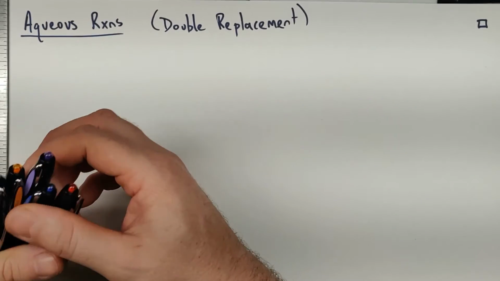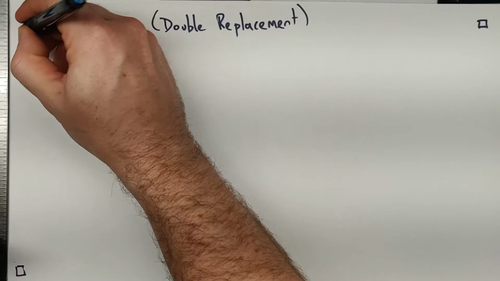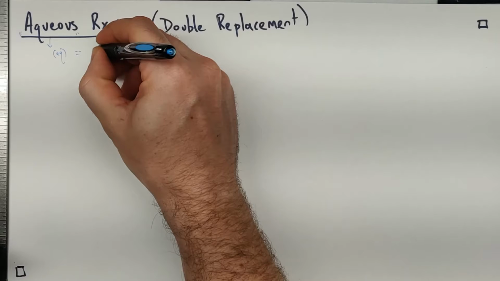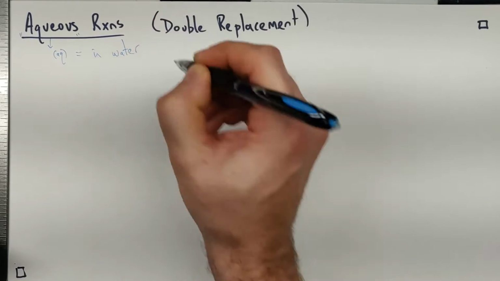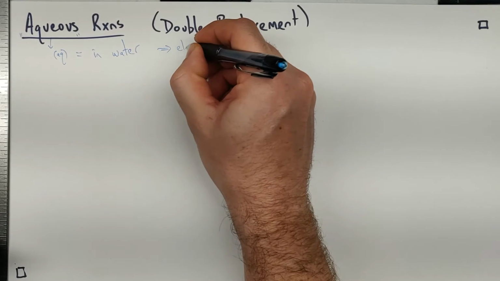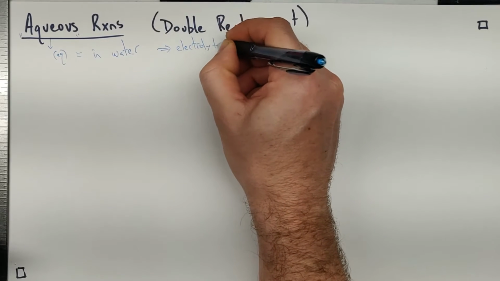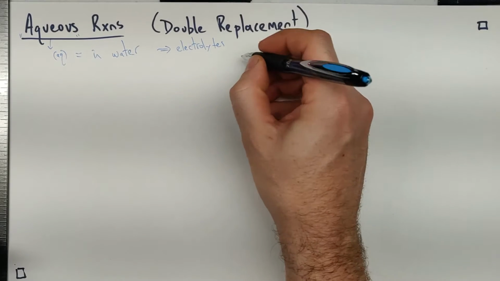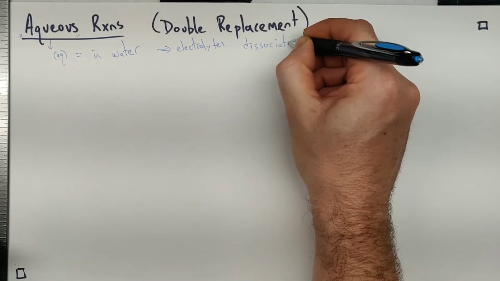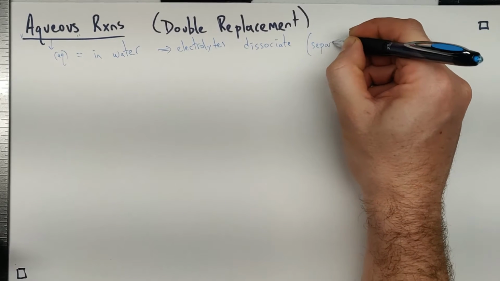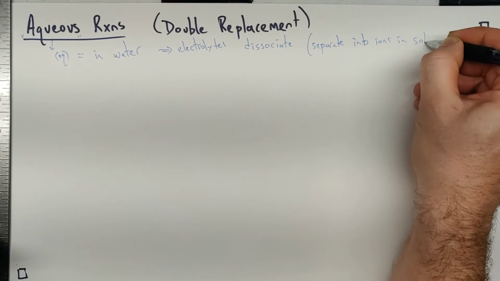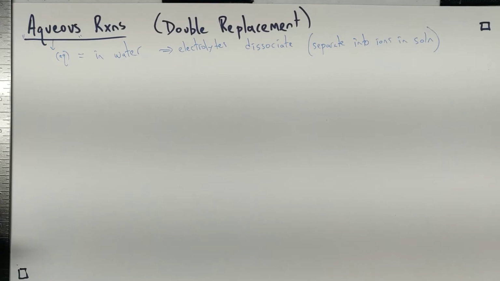When we're looking at the idea of something being aqueous, a literal translation of aqueous, and our abbreviation, by the way, aq, is in water. All right? And for our purposes, we're talking specifically about electrolytes, which dissociate. They separate into ions in solution. Electrolytes dissociate. They separate into ions. So that's the basis for what we're going to do here.